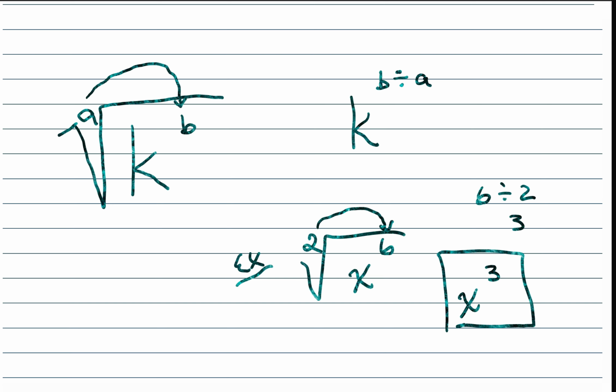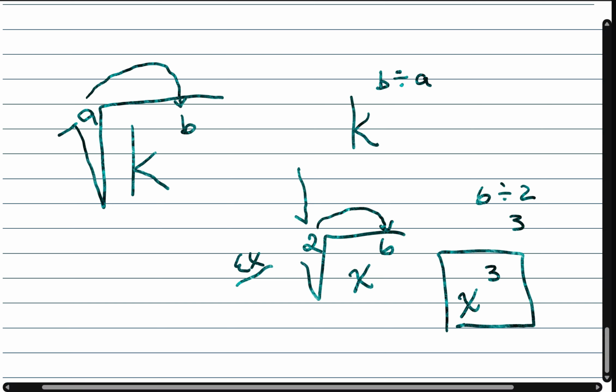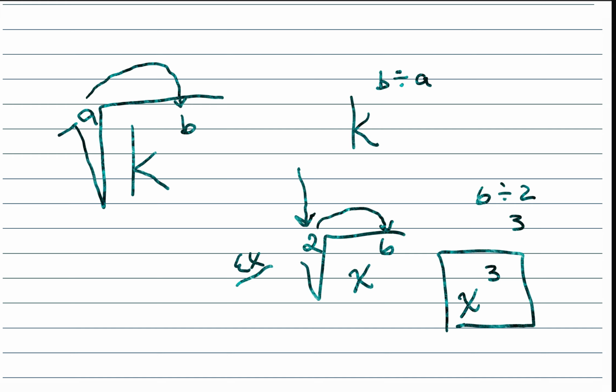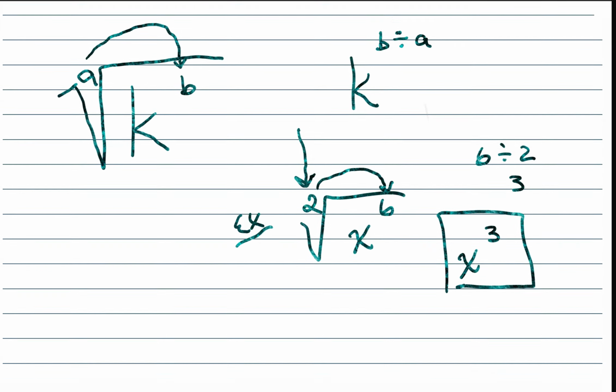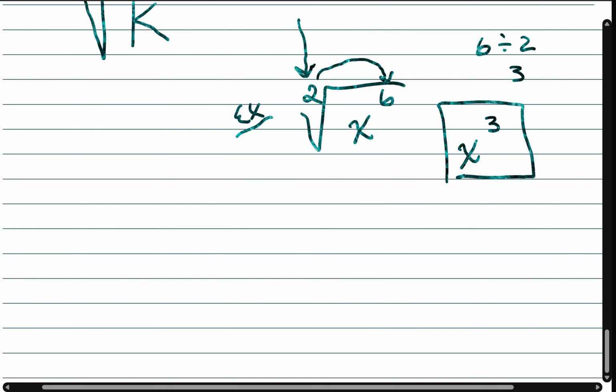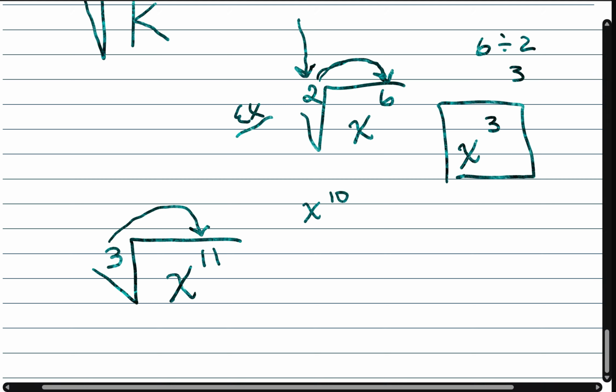So you do this no matter what the index is. If your index is a 3 instead of a 2 or a 4 or a 5, you divide it into that exponent. Now there are times where it won't go evenly into the exponent. For instance, if we have the cube root of x to the 11th power. Well, 3 won't go evenly into 11 like 2 went evenly into 6, right? So when that happens, you drop it down 1. So it becomes x to the 10th.